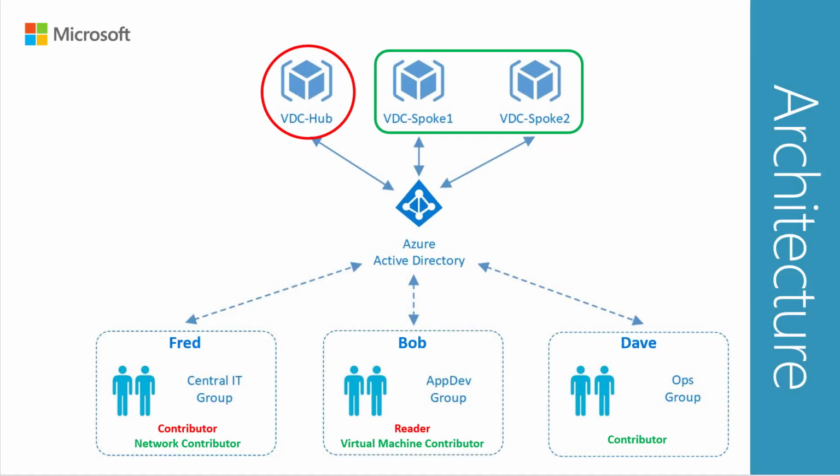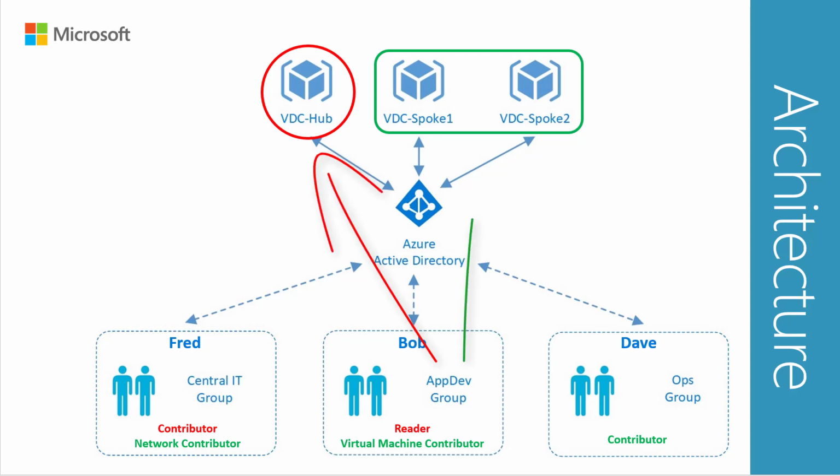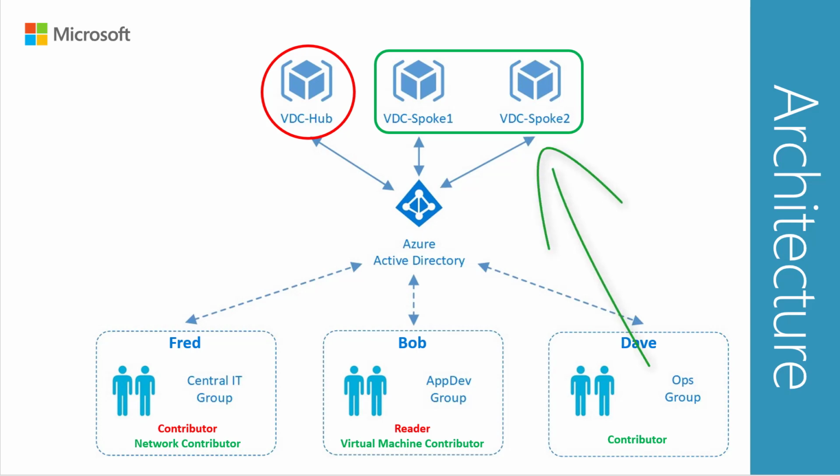So our user base has been created. Let's now configure role-based access control to lock down our subscription. Now I'm thinking that Central IT should be a contributor to the VDC hub and a network contributor to the spoke hubs. Then I'd like our app dev group to be a reader to the VDC hub and a VM contributor to the spoke hubs. Finally, I would like our DevOps to be contributors to the spoke hubs only.